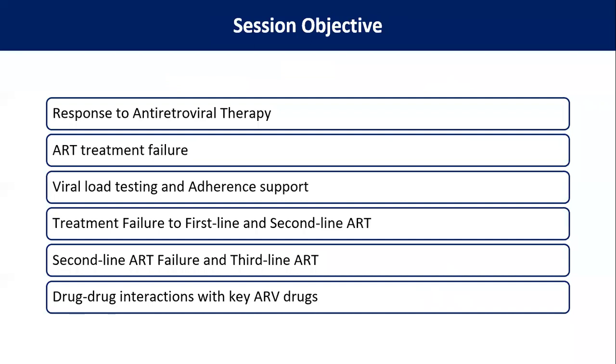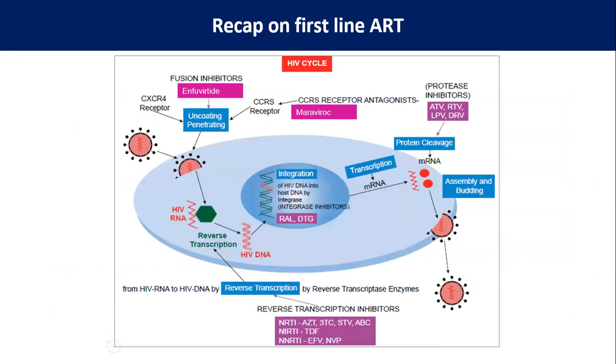And then what the relationship should be between adherence, testing, and the failure of ART. Then if a person ultimately fails first line therapy, what second line options we have under the National AIDS Control Program. And in case of second line failure, what third line options we have, and drug-drug interactions of some of the ARV drugs. Hope I am audible. Please let me know. Yes, sir.